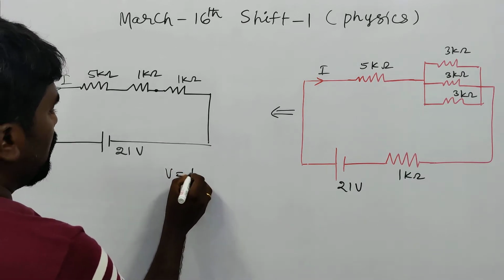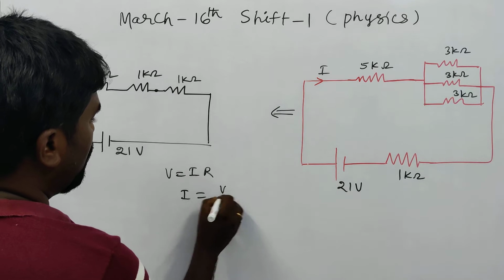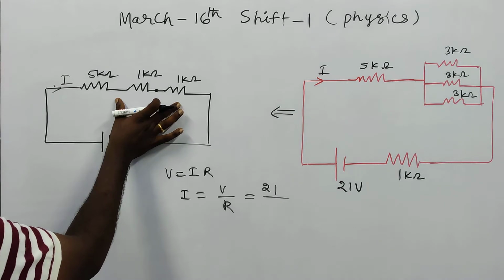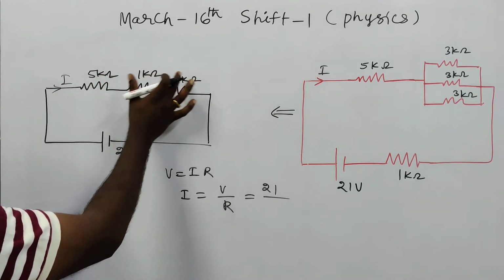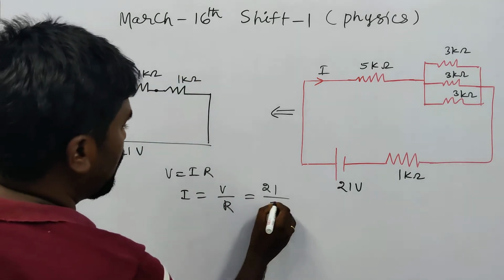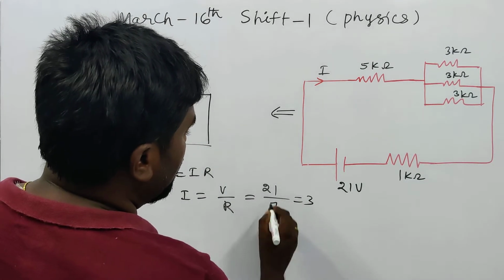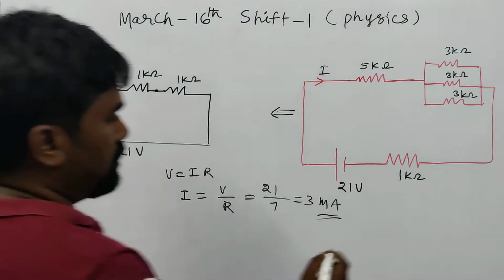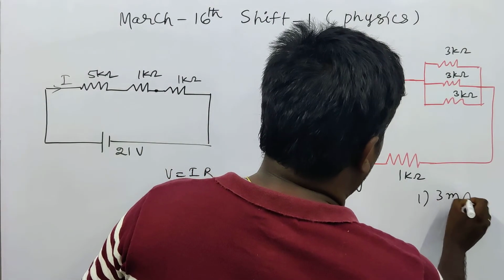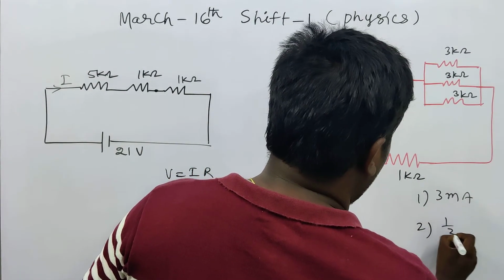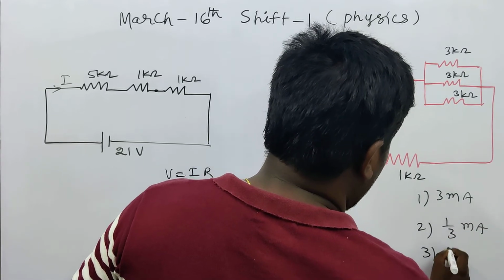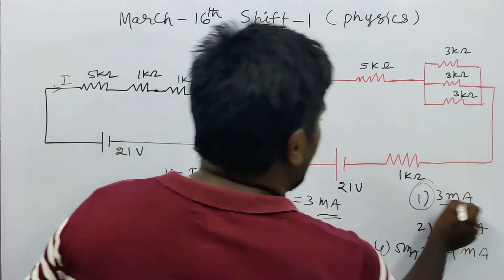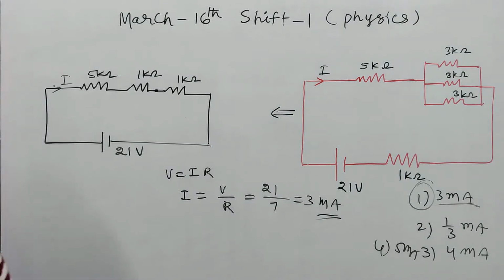So V = IR, so I = V/R. V is 21. The effective resistance, where the three resistors are in series combination, is R1 plus R2 plus R3, 5 plus 1 plus 1, which is 7. So the current is 3, in milliamperes. In the options, the first one is 3 milliampere, the second is 1/3 milliampere, the third is 4 milliampere, and the fourth is 5 milliamperes. The answer is 3 milliampere. Clear?